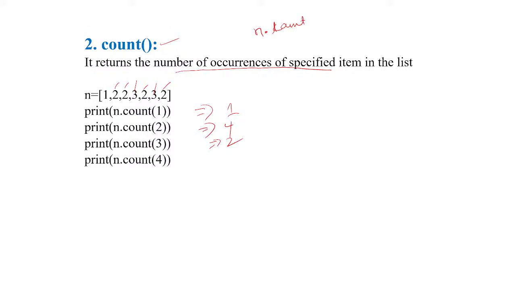Then when you say count 4, is 4 available in this list? No, it is not available. So you will get the output as 0, but you won't get any error here. Please remember, it says that 4 is not available, so that's why you will get the output as 0.